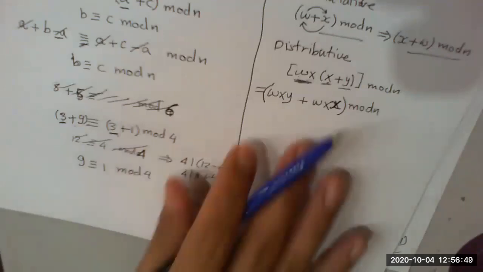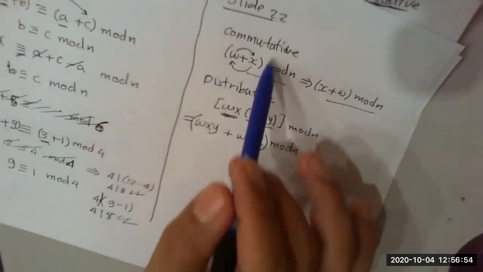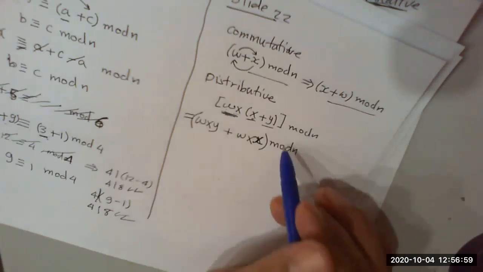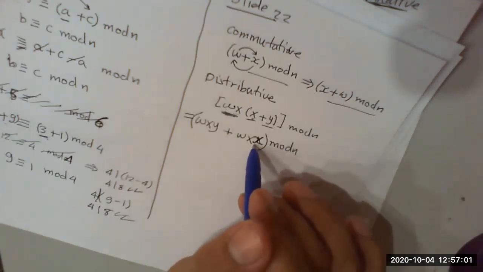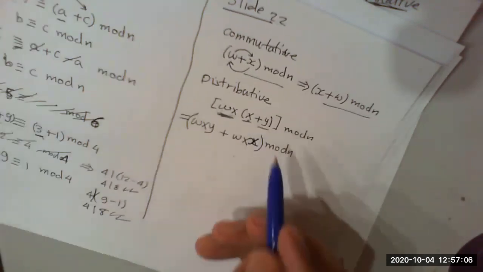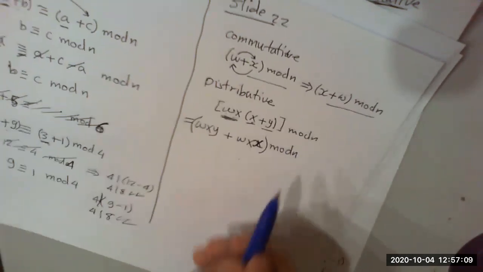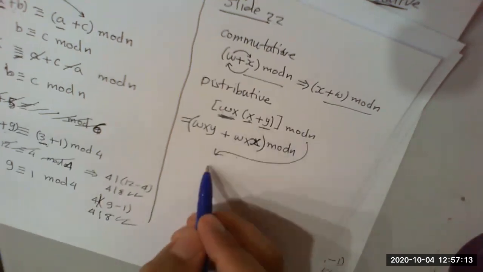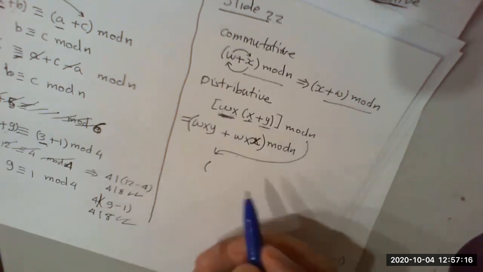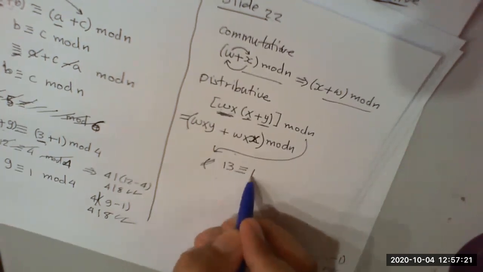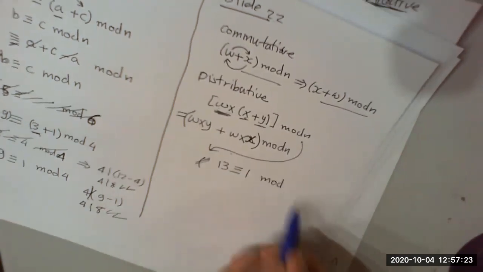There are other properties here. If you go to slide 22, you will find many properties of congruence, but I am taking just some examples out of them. Okay, you can try them. Any example is going to work. I will just take a general example, which is 13 is congruent to 1 mod 6.